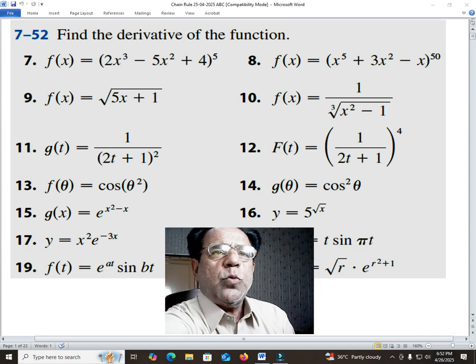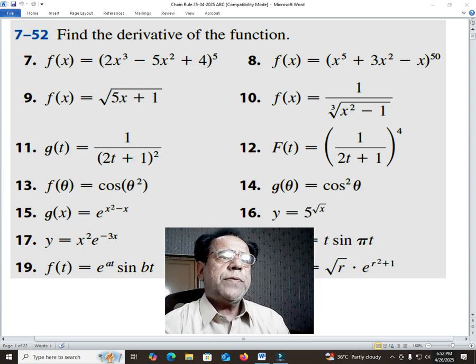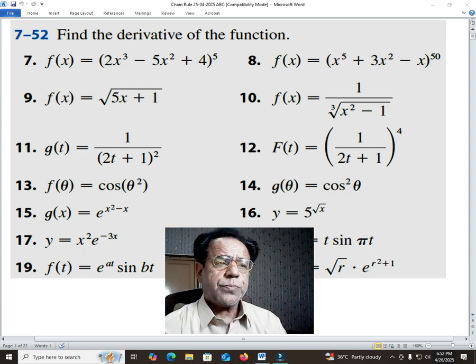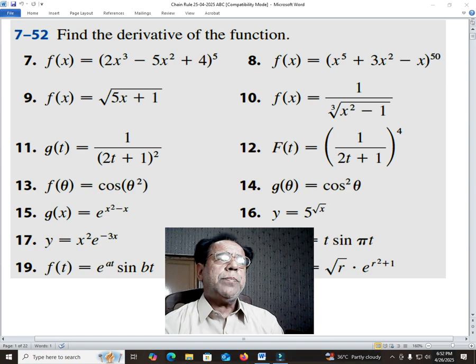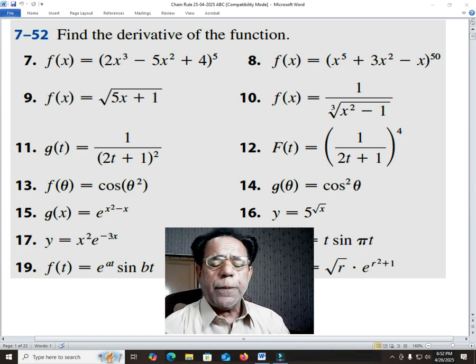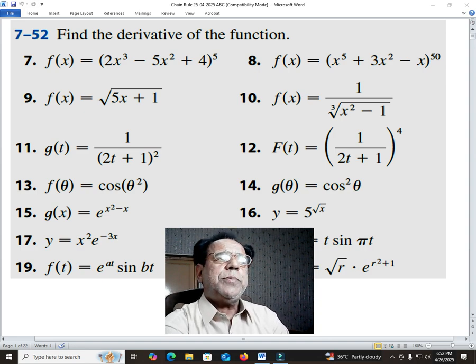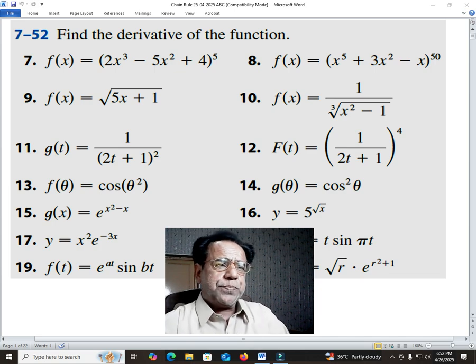In this video we are going to solve several problems relating to differentiation. This is a set of problems which consists of problem number 7 to 52 from the book Calculus: Early Transcendentals by James Stewart, Saleem Watson and Daniel Clegg.